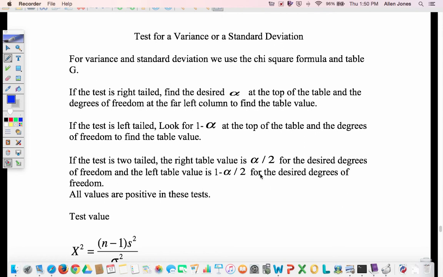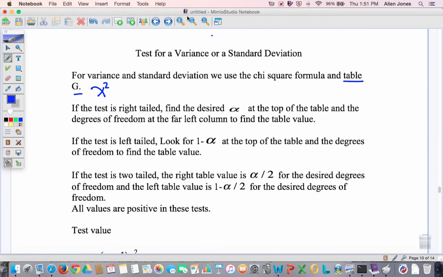We're going to look at the hypothesis testing process for variance and standard deviation in this section. If you recall from Chapter 7, we used Table G, or a chi-square score, as a critical value for variance and standard deviation. So we are using a different table.